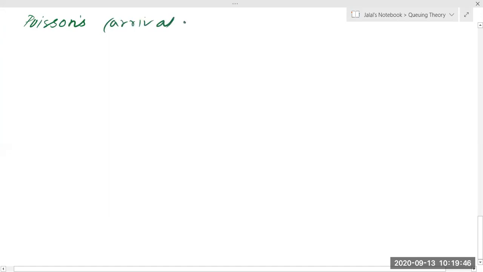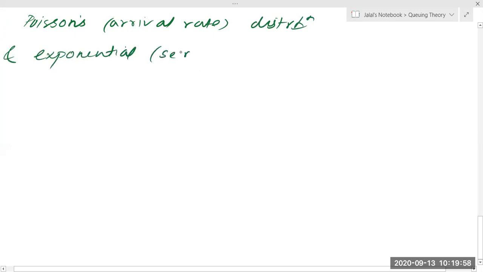Poisson's means arrival rate distribution. So this Poisson's distribution and exponential distribution: exponential distribution is service rate distribution. Together, both the terms are related to a property in queuing, which is called the Markovian property.